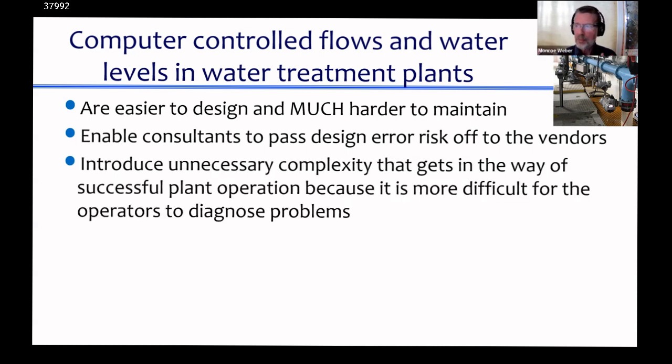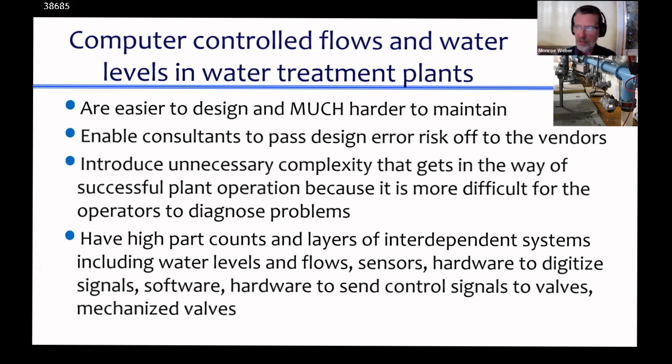It introduces unnecessary complexity, and that complexity ends up getting in the way of successful plant operation because it's more difficult for the operators to diagnose problems. With a complex system like the one I was describing, with electricity and air and valves and computer software all working together, there are so many systems built on top of each other. It's difficult to figure out what's wrong when something is wrong. And there are so many parts. Every time you add these mechanized control systems, each of those has many moving parts and many electrical contacts, all of which are susceptible to fail.